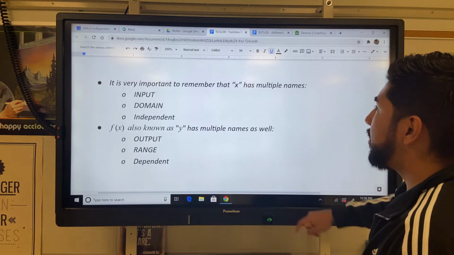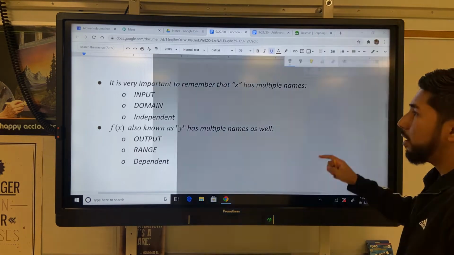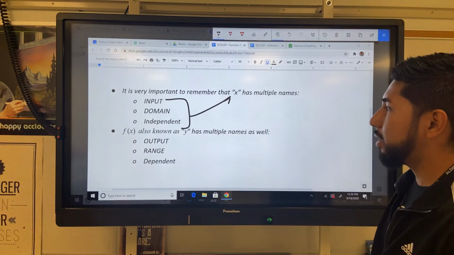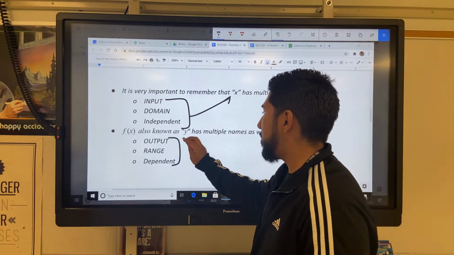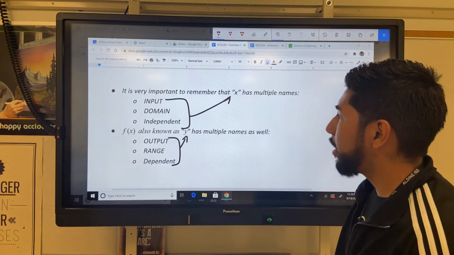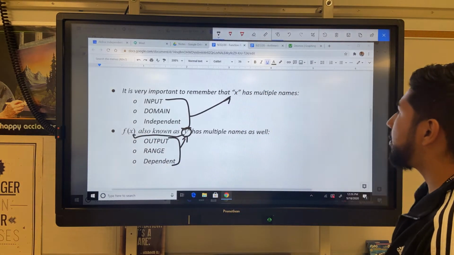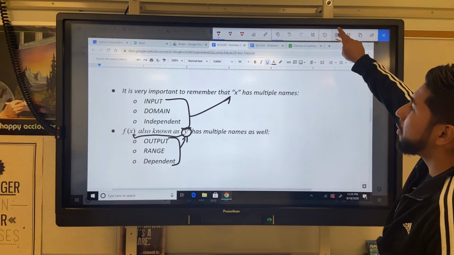Here are just a couple of definitions to make sure you know that these vocabulary words mean X and these mean Y. It also means that the Y is f of X. We talked about that before, don't forget. Moving on.